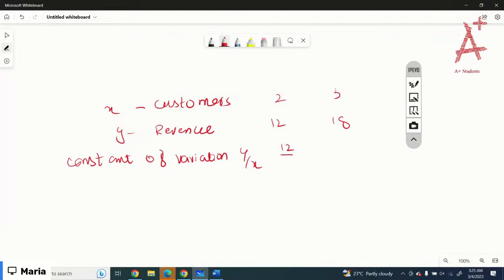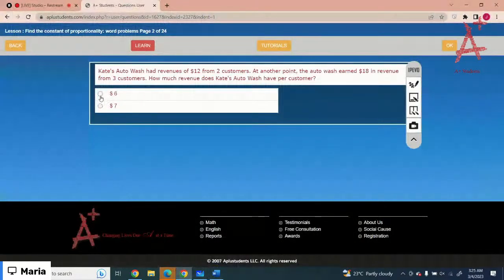It would be y over x, 12 over 2 and 18 over 3. So the constant of variation must be the same. 2 times 6 is 12 and 3 times 6 is 18. That means per customer the revenue is $6. Got it? Correct option is $6. Got it?